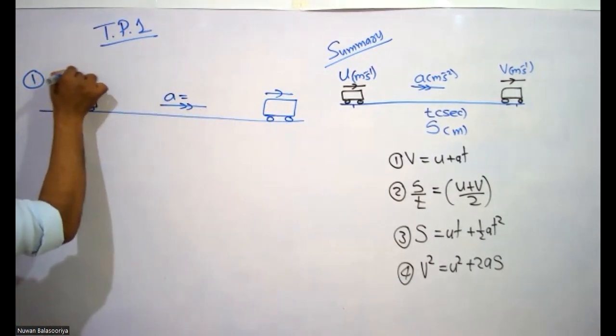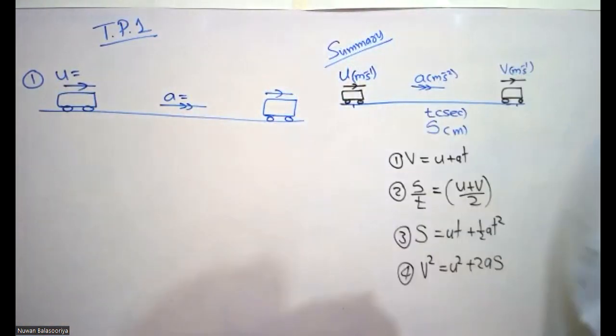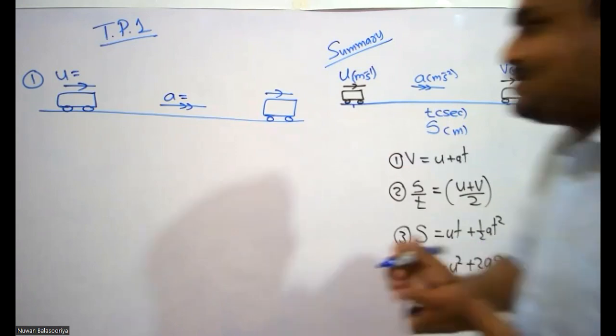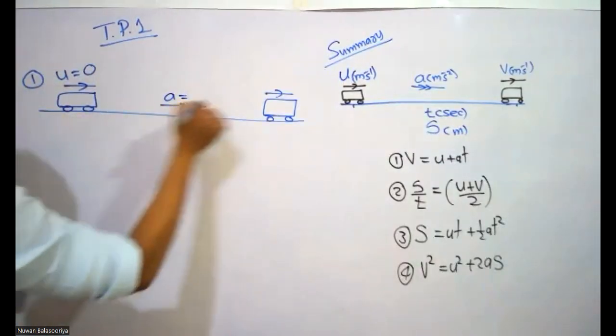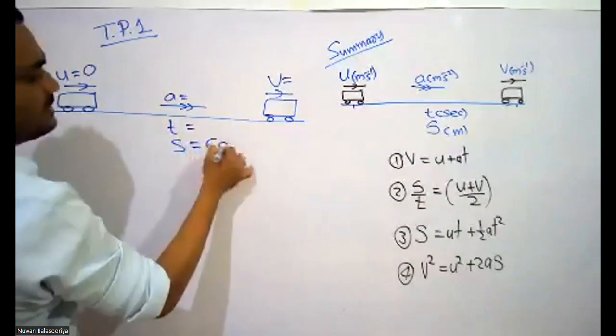So the initial velocity: it starts to move at rest. Starts to move at rest means what should be the initial velocity? Please try it. Starts to move at rest means the initial velocity is 0. Final velocity is v. Time taken is t. Displacement is given as 60 meters.